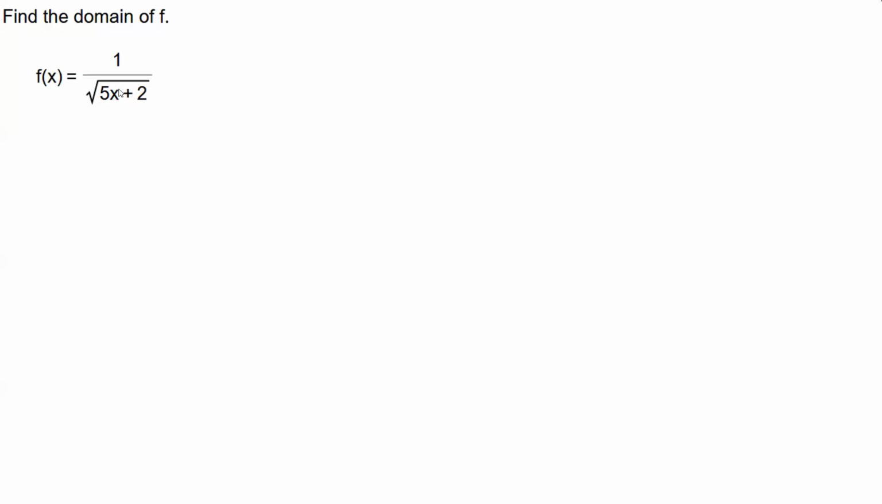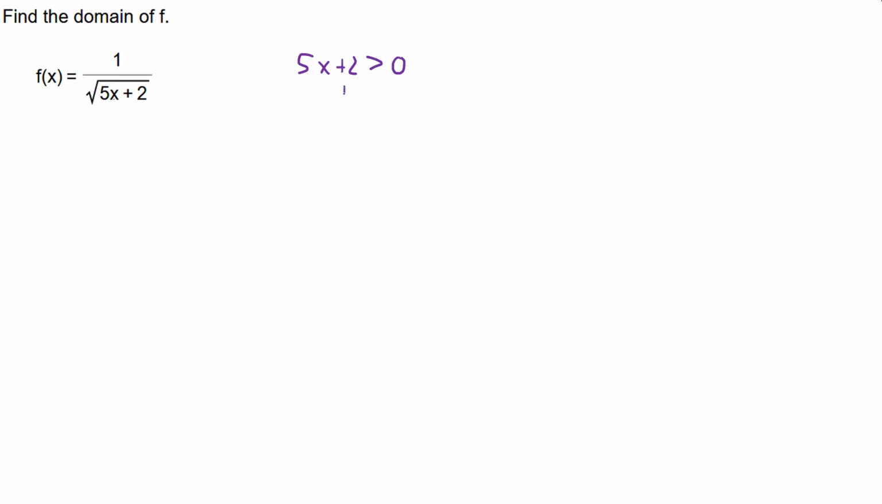All right, so here we want to find the domain of f. First things first, we know the denominator has to be not equal to 0, but we have to have greater than or equal to 0 here. So instead of 5x plus 2 greater than or equal to 0, we're saying it has to be greater than 0, because it can't be equal to 0 or we divide by 0 and that's not possible.